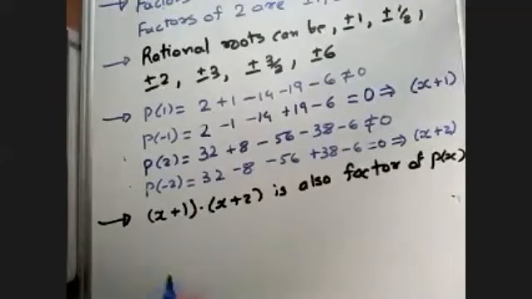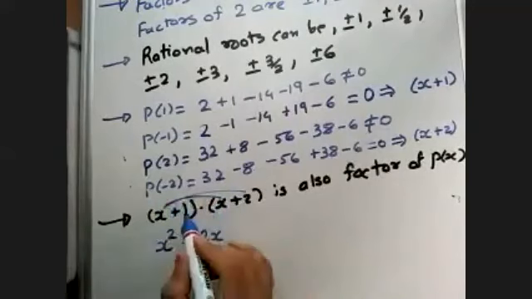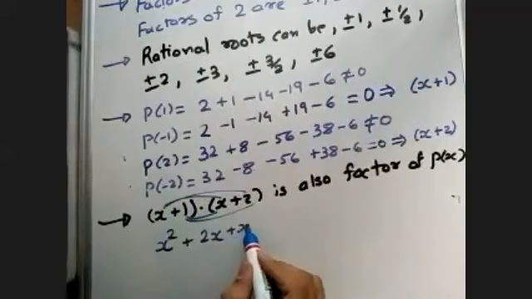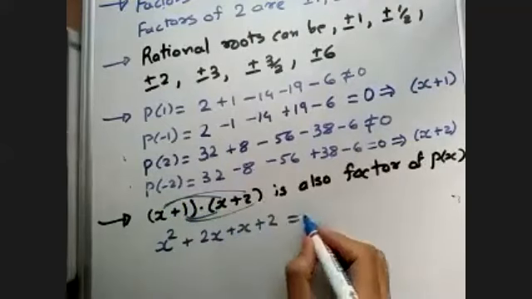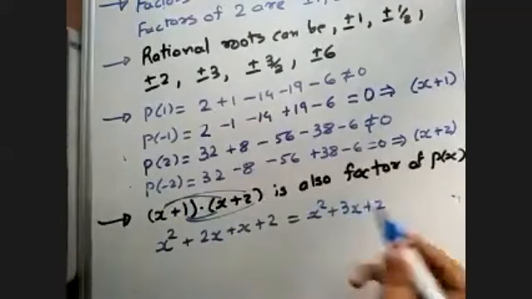So x plus 1 into x plus 2 is also a factor of p of x. So that means, I'm simplifying this, it is x square plus 2x plus 1x plus 2. So it is x square plus 3x plus 2. It is also one factor of p of x.